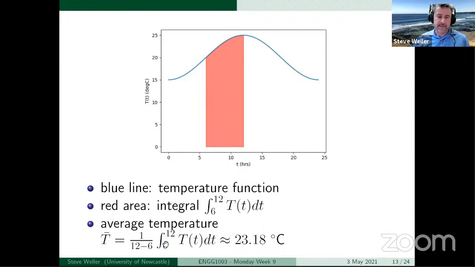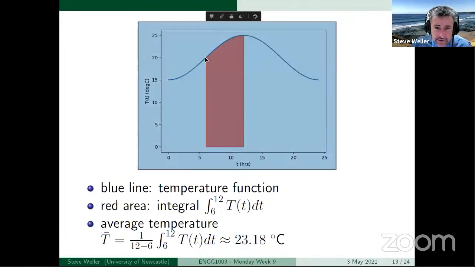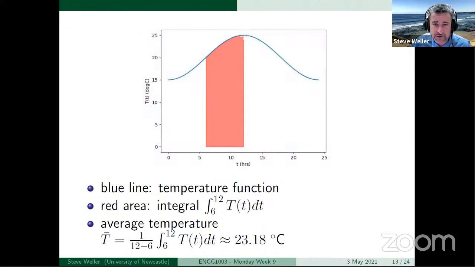And if we pop those numbers into that approximation, and I'm going to show you the code that computes that approximates the area of this red shaded zone, it works out to about 23.18 degrees Celsius. So that sort of makes sense, because you can see at 6 a.m. the temperature is about 20 degrees. At 12 noon, it's 25 degrees. The average value would have to fit somewhere in the range 20 to 25. And in this case, it's 23.18 computed to two decimal places.